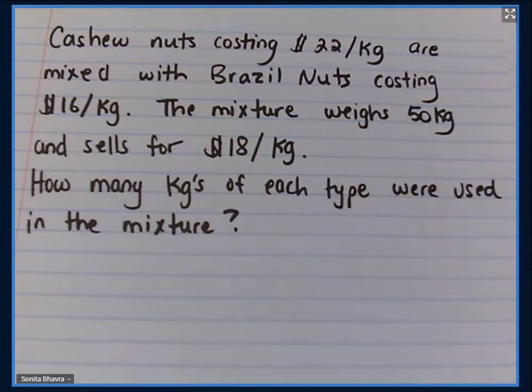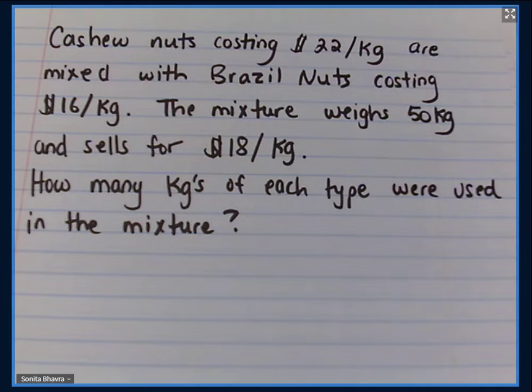All right, so our next example: cashew nuts costing $22 per kilogram are mixed with Brazil nuts costing $16 per kilogram. The mixture weighs 50 kilograms and it sells for $18 per kilogram. So how many kilograms of each type of nut were used in the mixture?